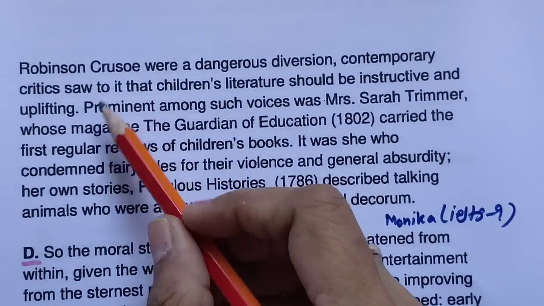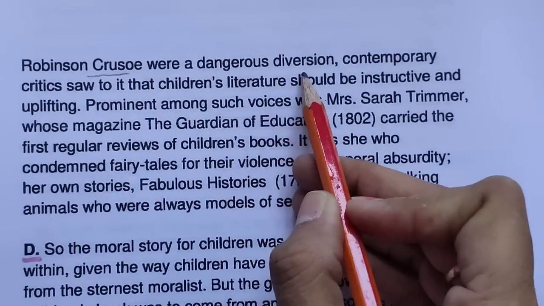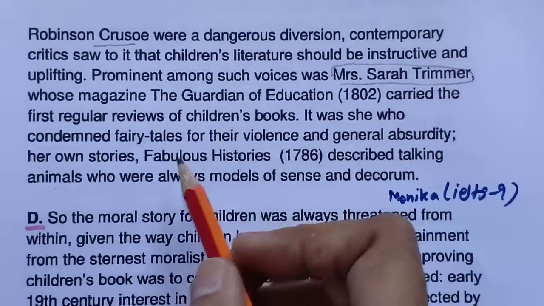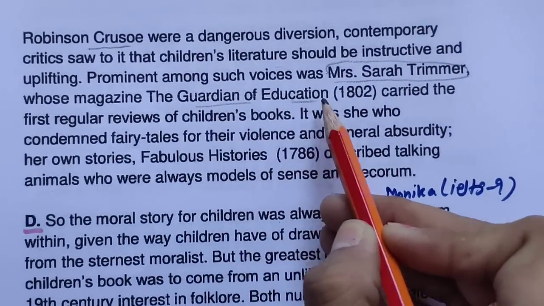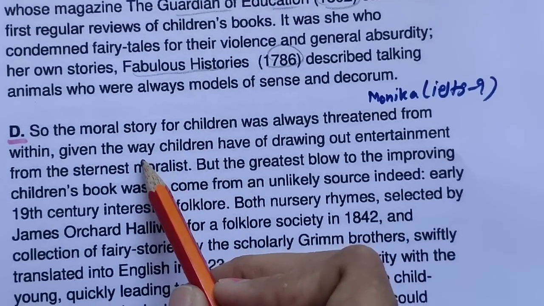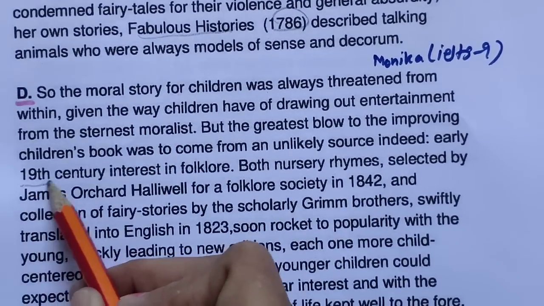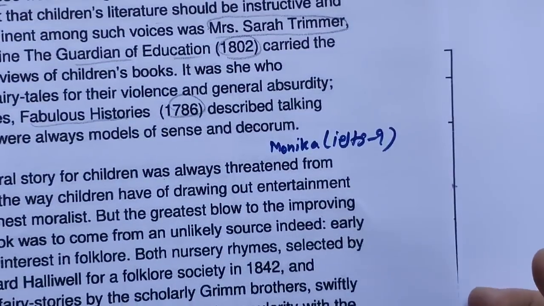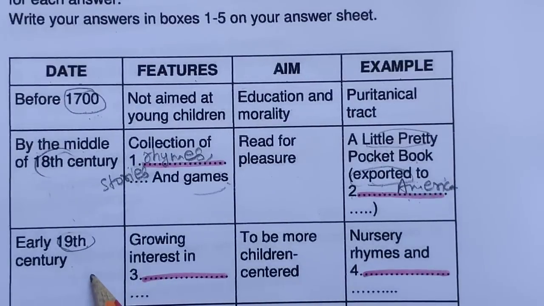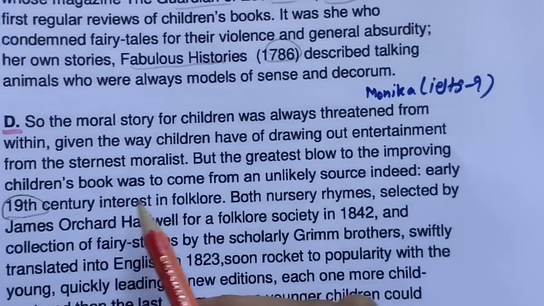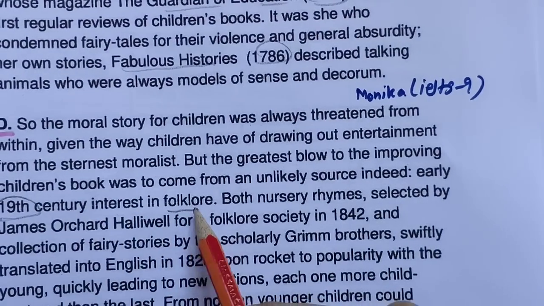So nothing is early 19th century. This person's name is there, Mrs. Sarah Trimmer, guardian of education. Okay, I am looking for the word early 19th, so it is too easy to find. Early 19th century, we got growing interest in. So where their interest was, interest in folklore.